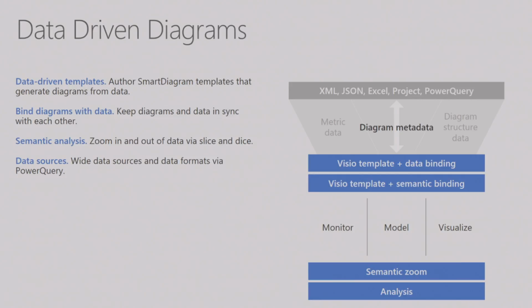You can use this template to subsequently monitor, model, and visualize the diagram. And with this, your canvas converts into a diagram, which is interactive. The user can interact with the diagram, do the slicing and dicing. He can also do the semantic zoom in and zoom out to make sure that the information is abstracted when you move in from one level to another. And then on top of it, we are going to expand to support more data sources with the help of Power Query.